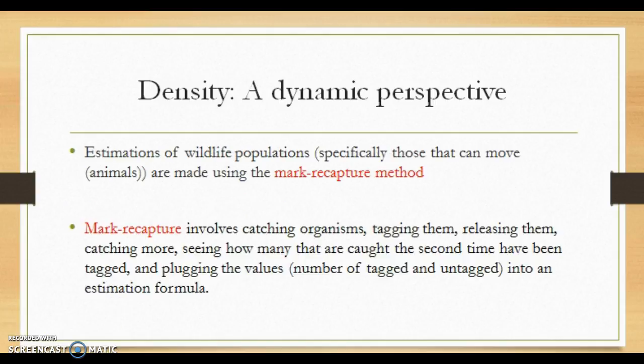One method of estimating would be doing what is called the mark recapture method. This works great for individuals that can move about, such as animals. And basically how it works is you'll physically catch some organisms, and you'll put a tag on them. And then you'll release them back to the wild. And then you catch more of those organisms. And when you catch them a second time, you see of those that you caught, how many have the tag from the first time and how many do not. And you can take those countings and plug them into an estimation formula, and you can figure it out.